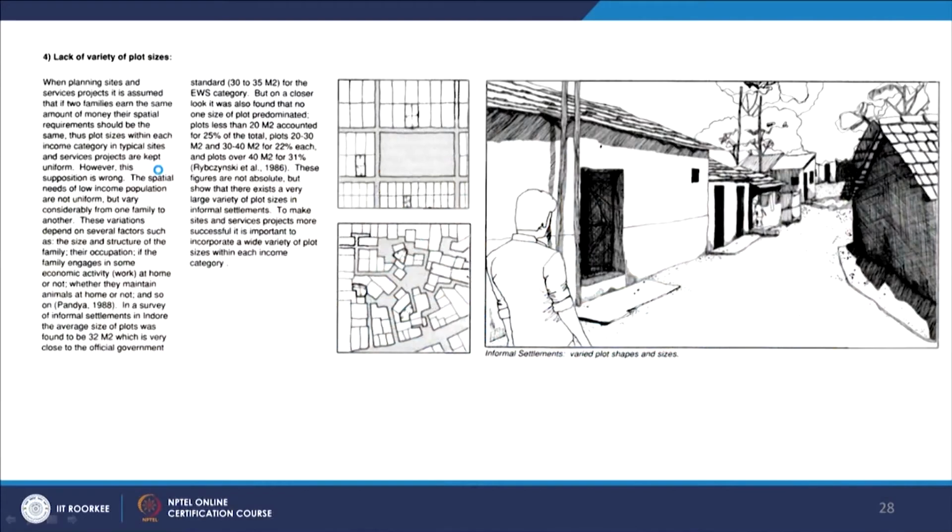Lack of variety of plot sizes. Again, here if you look at it, it is assumed that if two families earn the same amount of money, their spatial requirements should be the same. Thus, the plot sizes within each income category in typical sites and services projects are kept uniform. So that is where, as I just explained to you, based on the livelihood activities, it varies quite a lot, right?